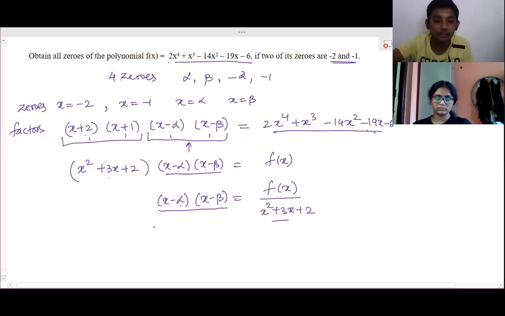Yes, ma'am. Like alpha, beta, and gamma for biquadratic? For biquadratic there are many more, we would take alpha, beta, gamma and something else. But right now they have already given the zeros, so I don't want to confuse you again with a new variable. Yes, we can take it.